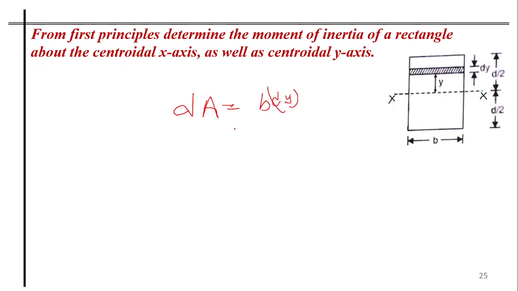Okay, dA is nothing but b multiplied with dy. So when I am talking about Ixx of this elemental area, that is going to be equal to y square into dA. If I am using it for the overall area, y is going to be varying from minus d by 2 to plus d by 2.